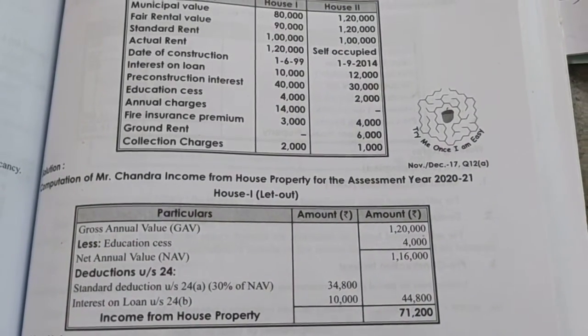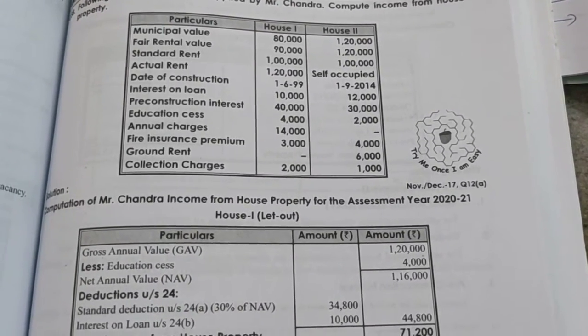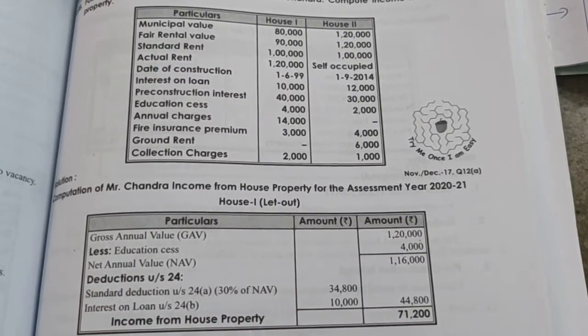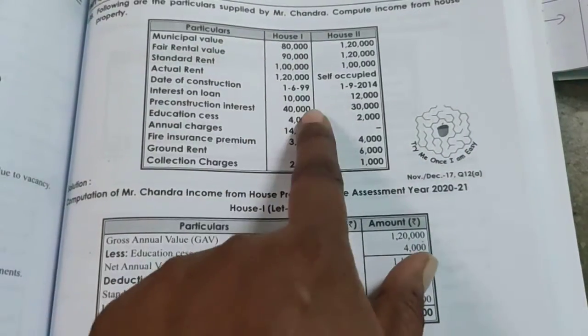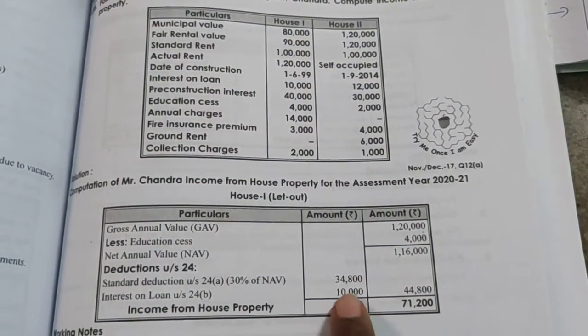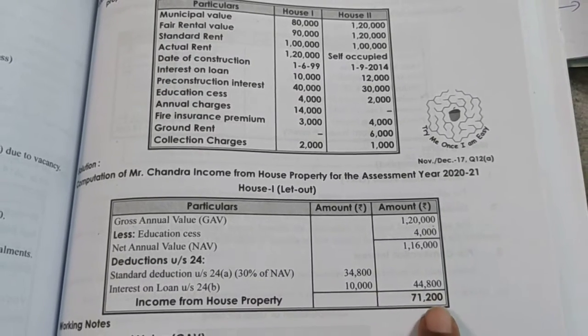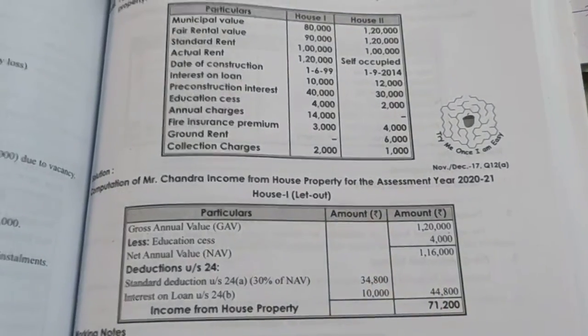If it is more than 5 years, we should not consider pre-construction interest. We should not take the pre-construction interest, nothing but they won't allow a deduction. Clear? So here 10,000 is only interest on loan, current year interest on loan only they have taken. So 34,800 plus 10,000, so 44,800, so 71,200. This is for house 1, where we got the income from house property.